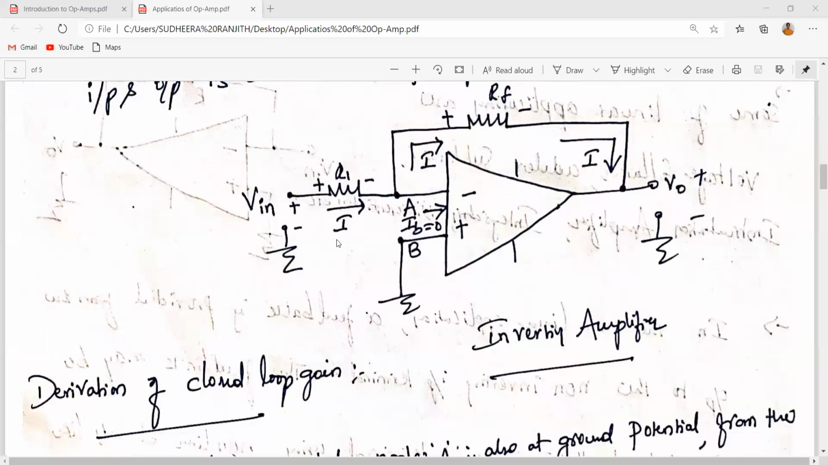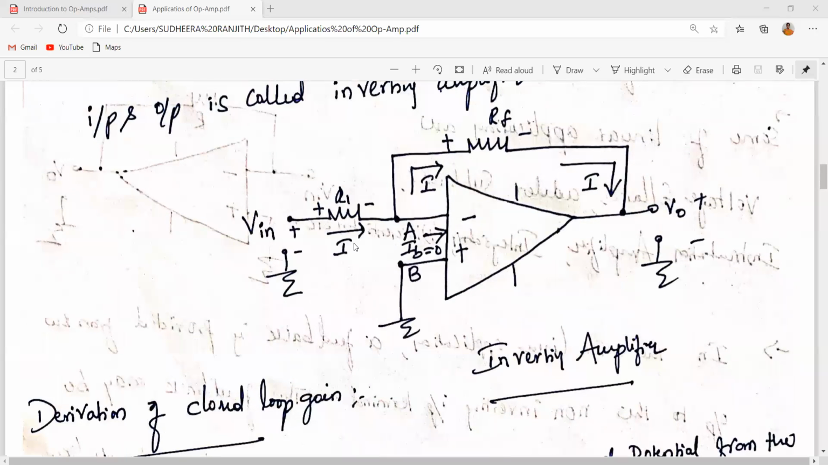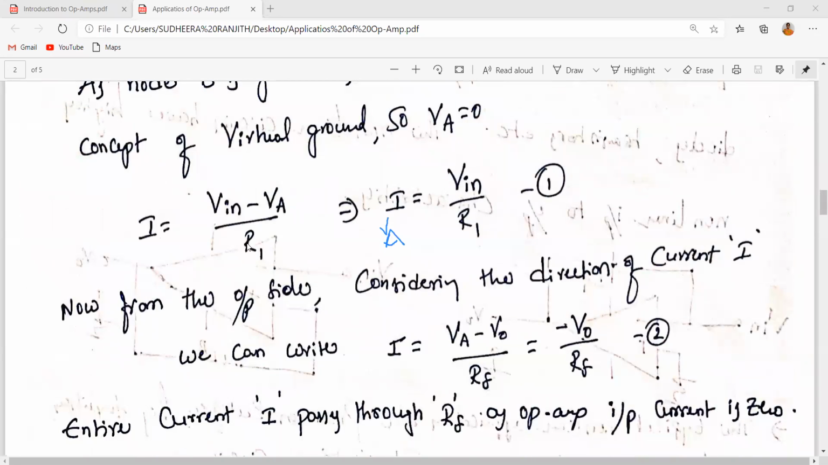From the circuit, what is the voltage at this point? This one is VA. The voltage at this node is VA. Then what is I? I is nothing but Vin minus VA by R1. So same thing here we have written I equals Vin minus VA by R1.